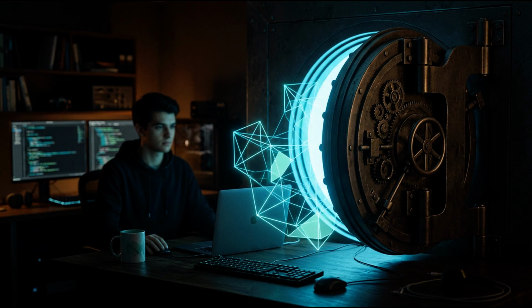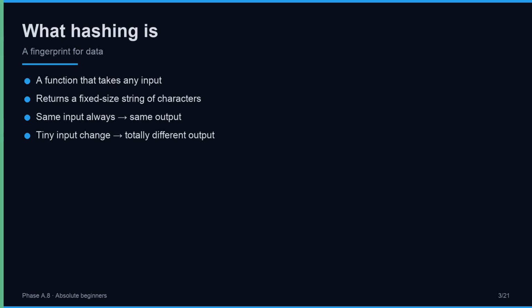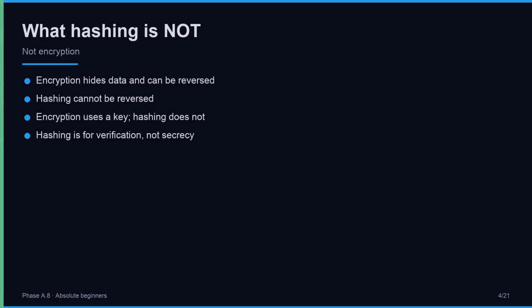The vault is open. A hash is a function. It takes any input you give it, however small or huge, and returns a fixed size string of characters. That string is called the hash, or the digest, or the fingerprint. The same input always produces the same output, every single time, on every machine. And the smallest possible change to the input completely changes the output. Hashing is a one-way fingerprint for whatever data you feed in. Same input, same fingerprint.